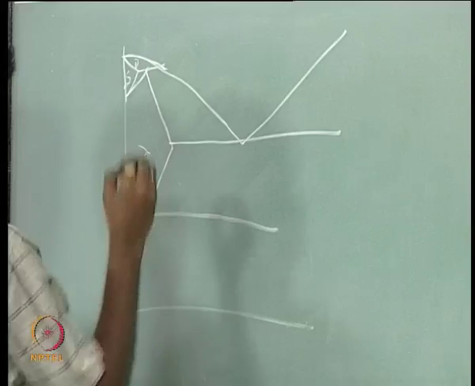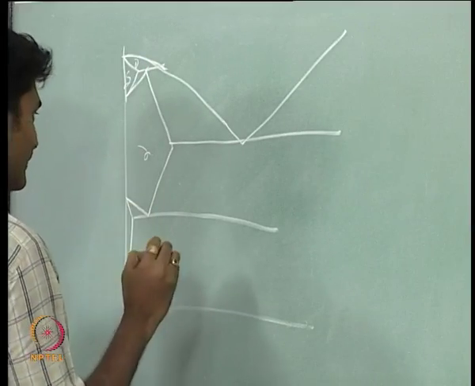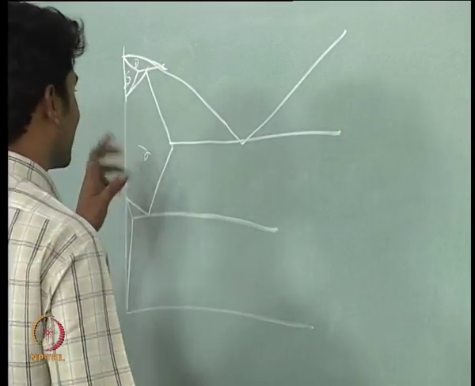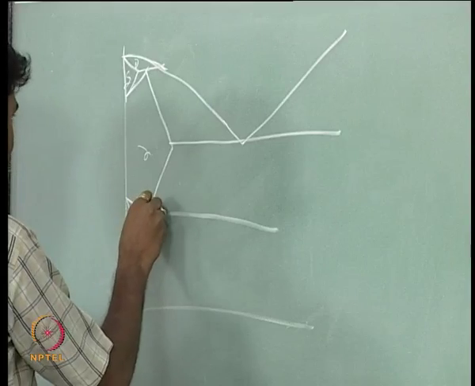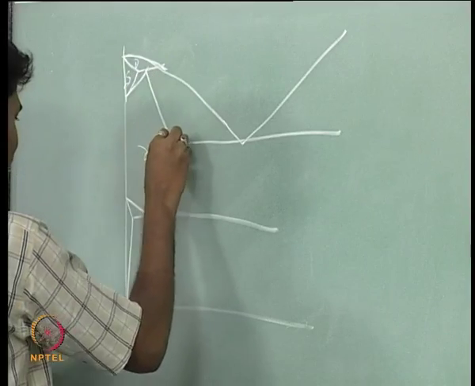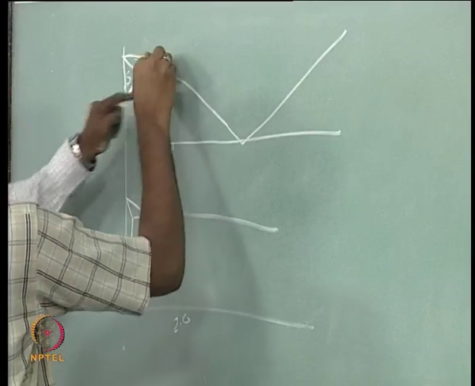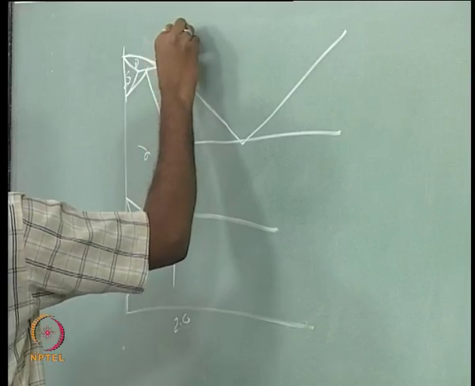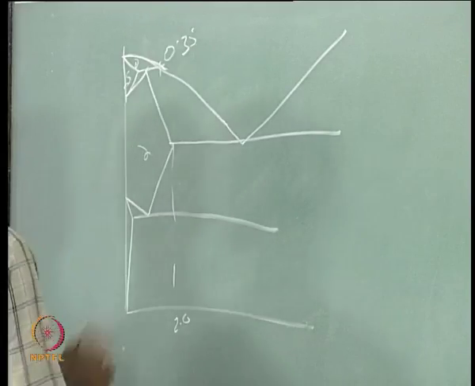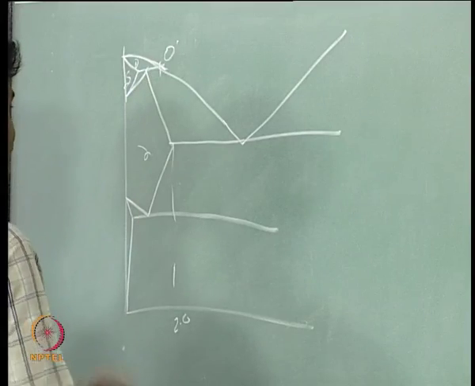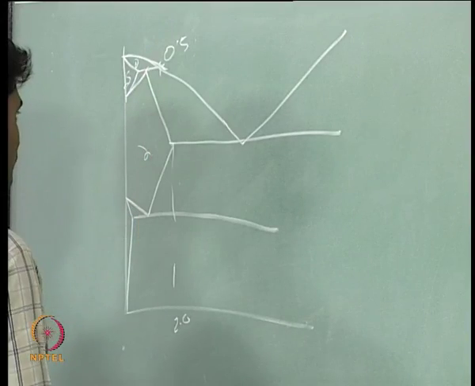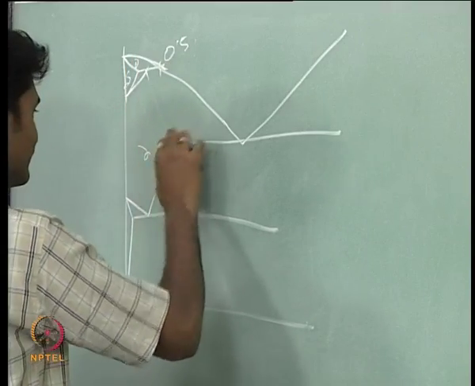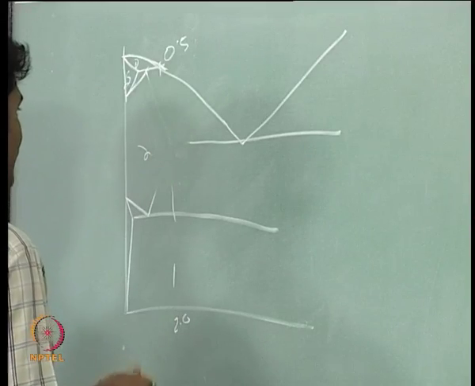My dear friend, you are right in the diagram, but can you look at the scale and give me some idea? What is this composition in an iron carbon diagram? 2%. What is this composition in iron carbon diagram? 0.5. So, you have put 2% very close to 0.5, that is wrong. That is the only mistake that I see in this phase diagram.